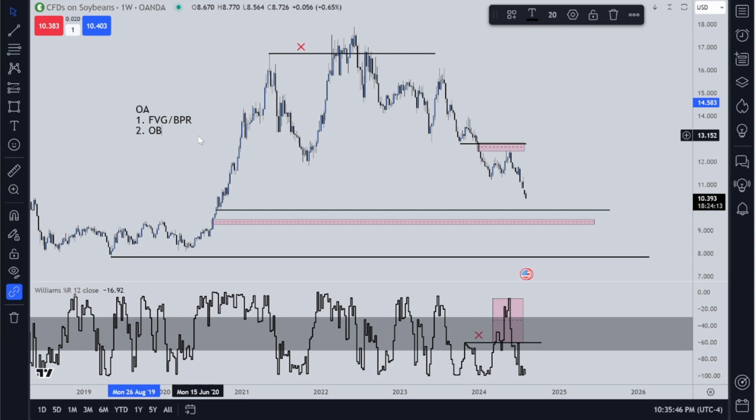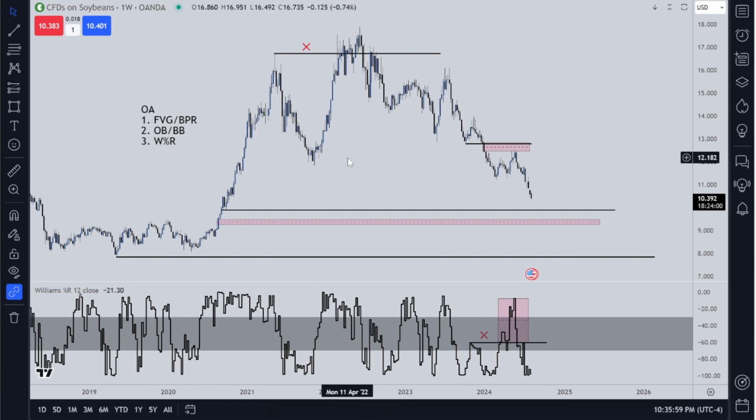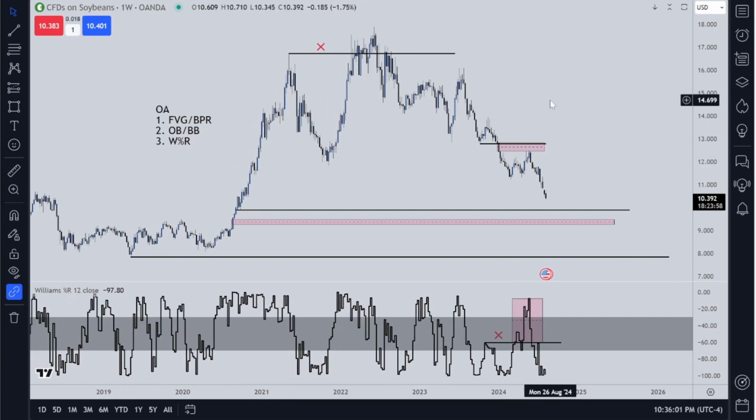The next thing is an order block or a breaker block, but typically for me, I only use the order block. That's what my eye gravitates to. And the last thing is the William percent R. So this is what we're going to be focusing on in this video, and just showing you guys some examples and some proof that this tool is the real deal coupled with ICT concepts.